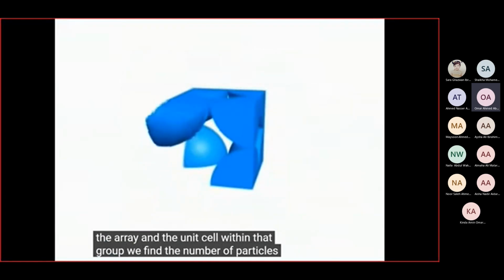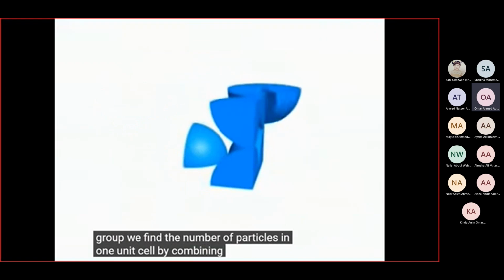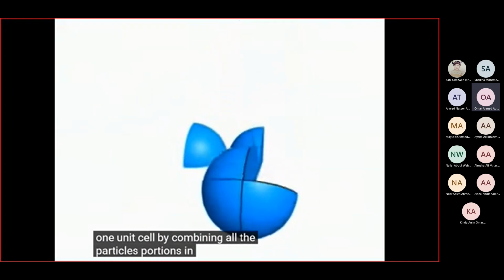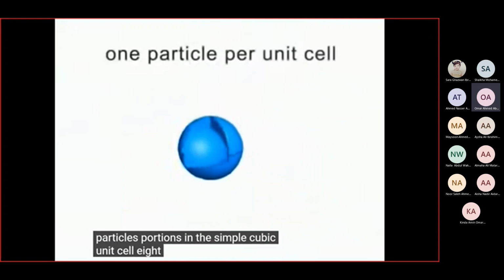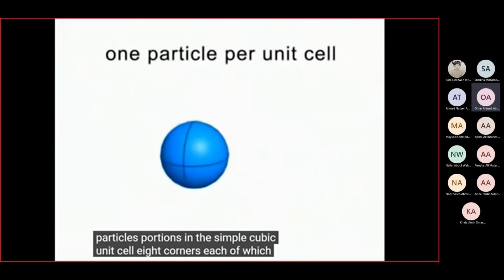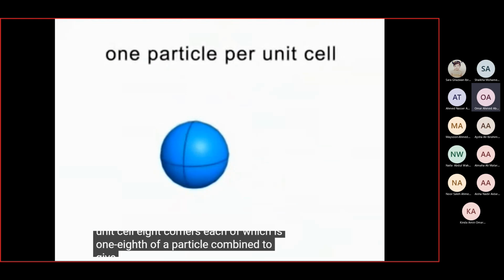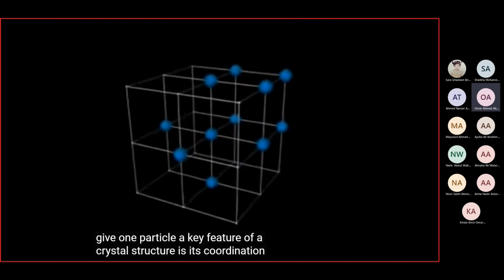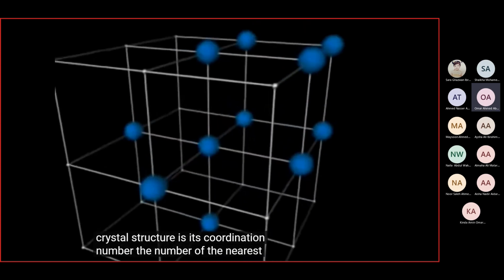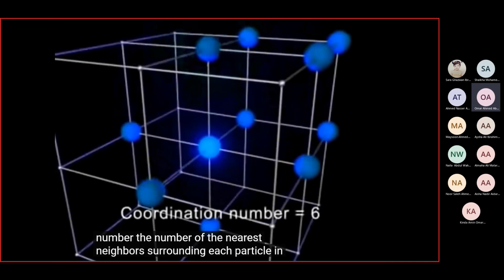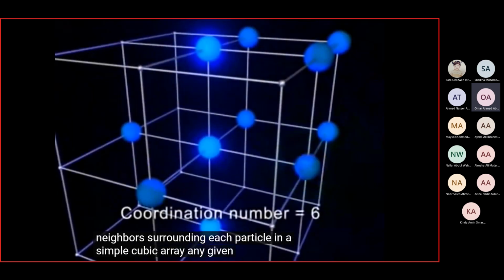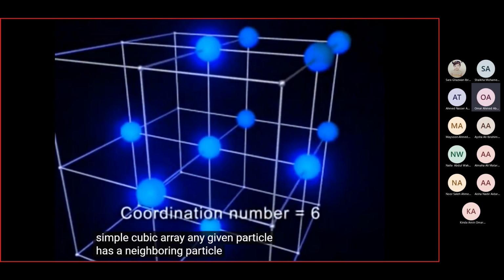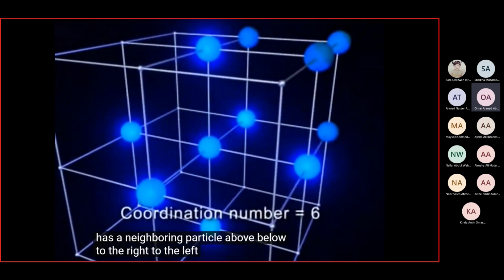We find the number of particles in one unit cell by combining all the particles' portions. In the simple cubic unit cell, 8 corners, each of which is 1/8 of a particle, combine to give 1 particle. A key feature of a crystal structure is its coordination number, the number of the nearest neighbors surrounding each particle. In a simple cubic array, any given particle has a neighboring particle above, below, to the right, to the left, in front, and in back of it for a total of 6 nearest neighbors.